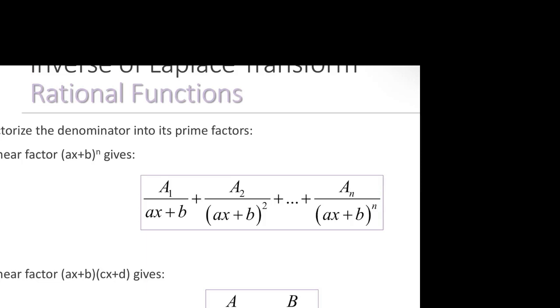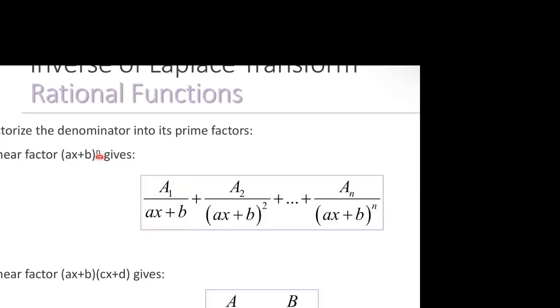So you write, because we have a linear factor, the numerator, in order to be a proper fraction, must have a power less than 1. Because this is linear, you have x to the power of 1. So the numerator must be a constant, a x to the power of 0, or just a. The power here must be 1 less than the denominator.